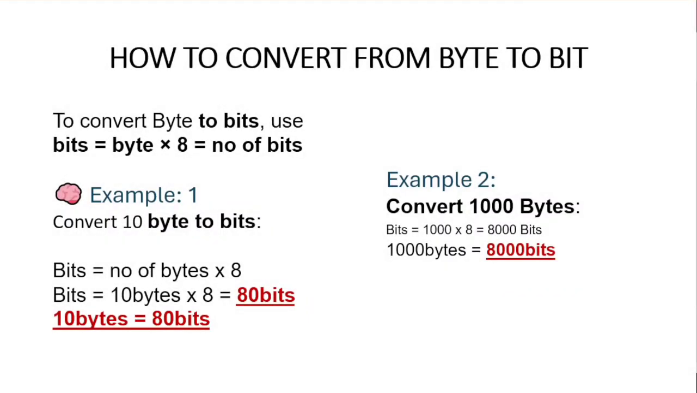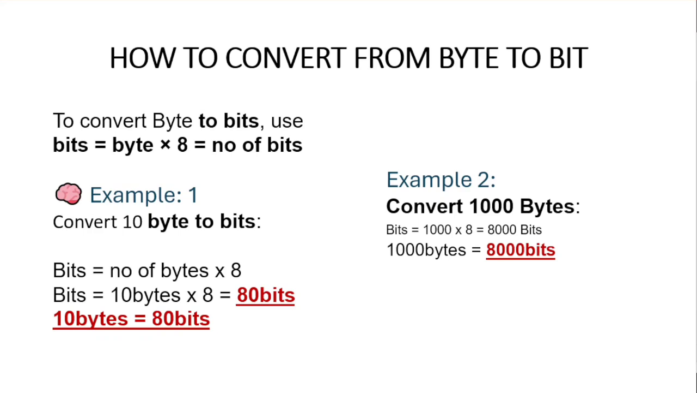What you are going to do is just to multiply 10 times 8. Since 8 bits makes up 1 byte, you are multiplying by 8. So bits is equal to number of bytes multiplied by 8. So since our question here says convert 10 bytes to bits, it becomes 10 bytes multiplied by 8, which is equal to 80 bits. So 10 bytes is equal to 80 bits.